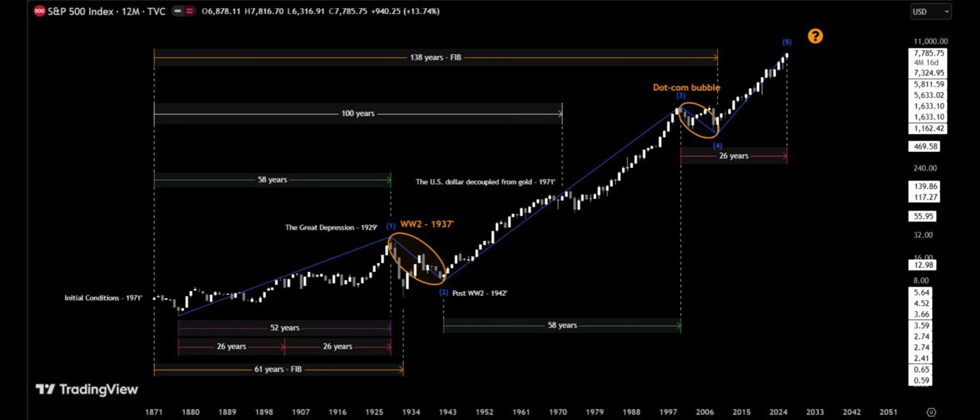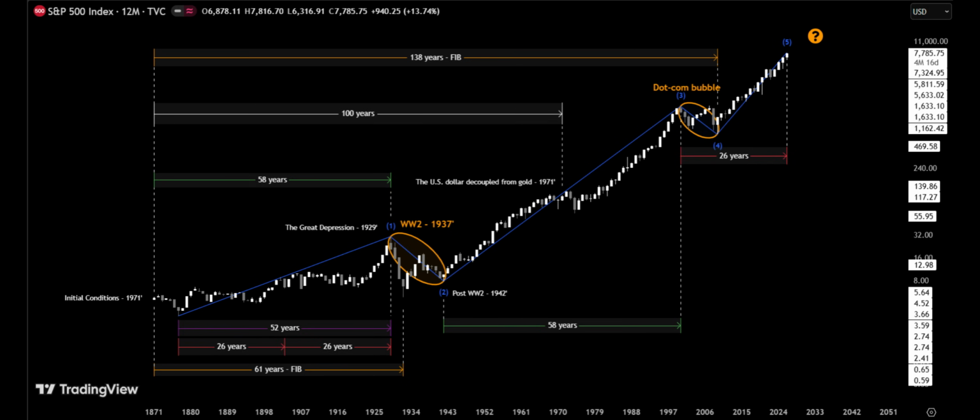Now notice the larger structural landmarks. The Great Depression, the post-war transition, the 1971 monetary regime change, the dot-com bubble, the 2008 to 2009 reset, and the current Wave 5. The external environment changed dramatically at every one of these points. But the geometry is being evaluated independently of the narrative. That is the key. The news explains the event. The geometry measures the structure.